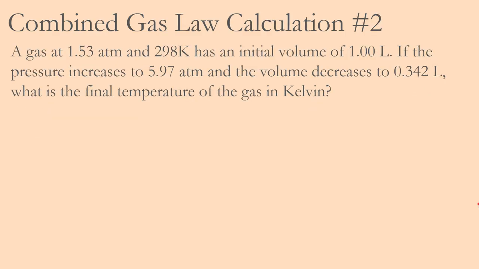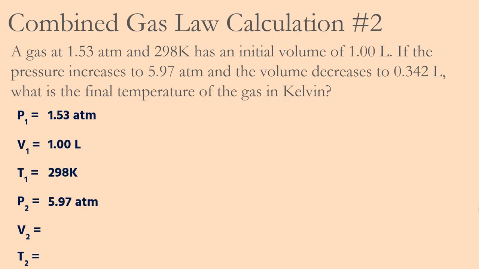In our second situation, we have all the conditions given of this gas. Feel free to pause the video to read through this situation. And we're trying to find the final temperature of the gas after pressure and volume change. I'll first list my initial conditions and my final conditions, at least the ones that I know. I'll take them right from the problem. I know the final pressure, I know the final volume, and I'm looking for the final temperature.